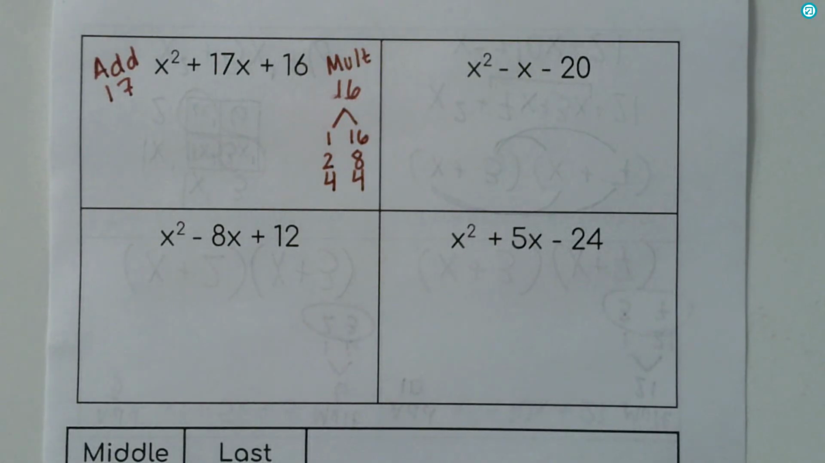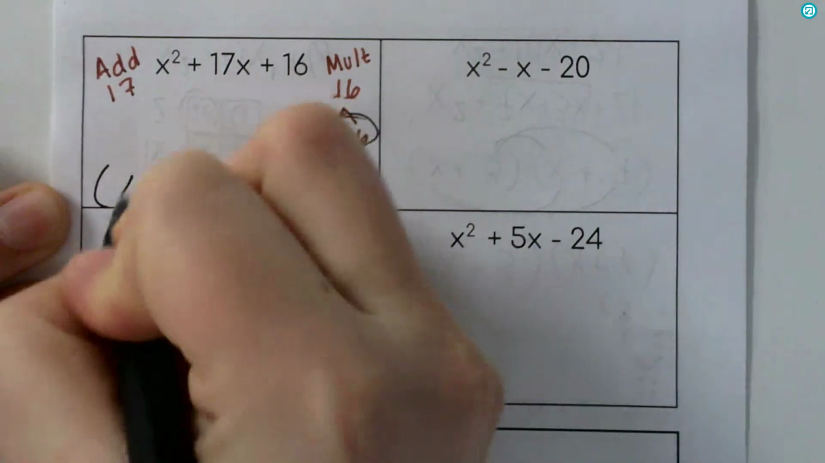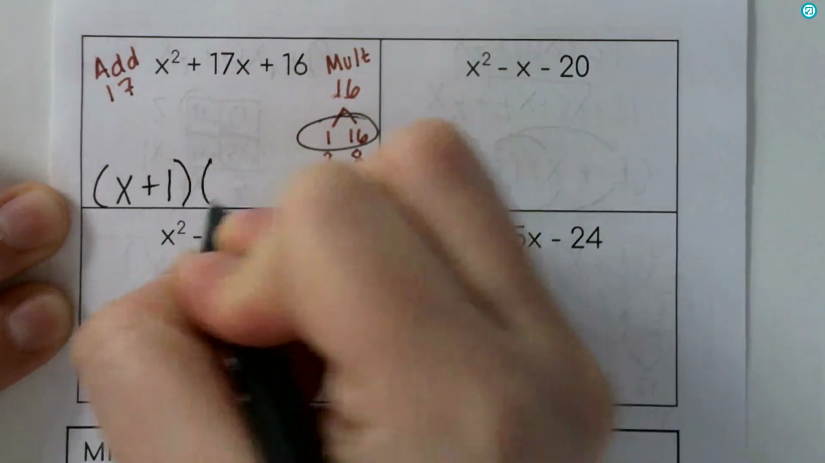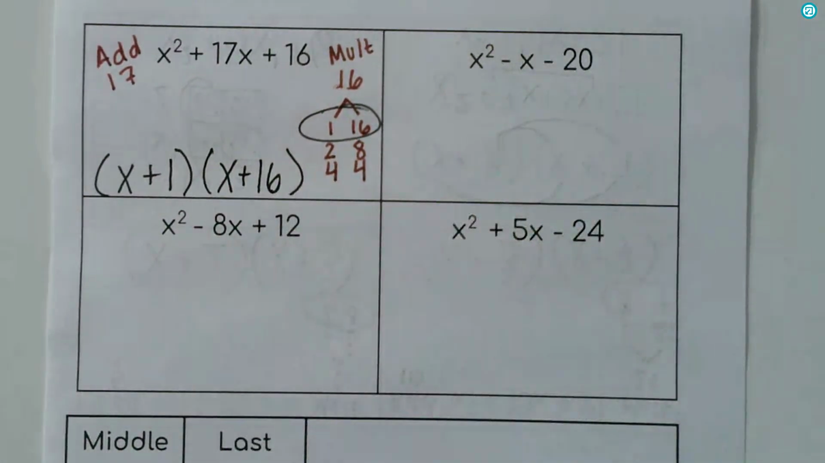Okay, which ones of these add together to be 17? 1 and 16, okay? It's the only way to get to something bigger. So my answer here is going to be x plus 1 times x plus 16. And again, you could have that flip-flopped. You could have x plus 16 and x plus 1.